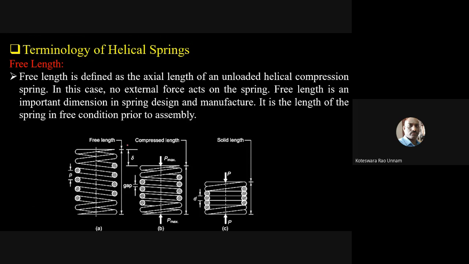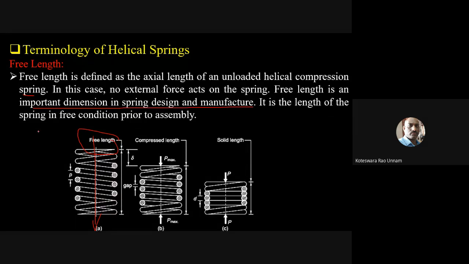Free length is defined as the axial length of the unloaded helical compression spring. Like I already said, there is no load. So in this case, no external force acts on the spring. Free length is an important dimension in spring design and manufacturing.